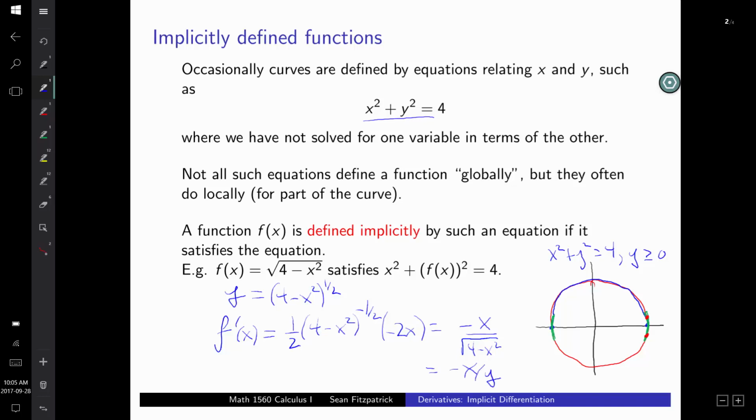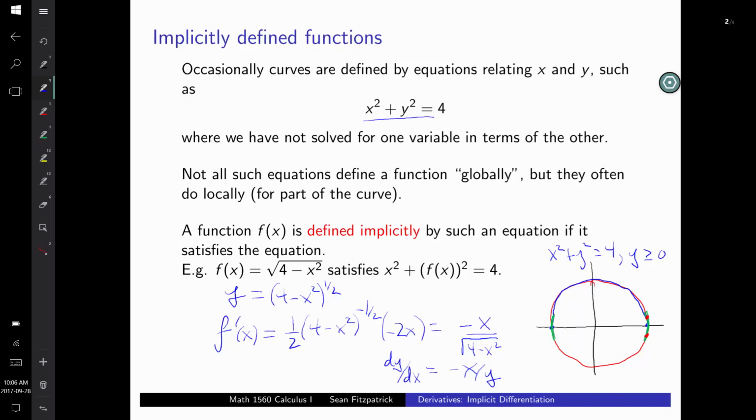And what implicit differentiation is going to allow us to do is come to this final result here, this minus x over y, which gives us the value of the slope of the tangent line at any point on our curve. Implicit differentiation is going to let us find that without having to first solve for y.